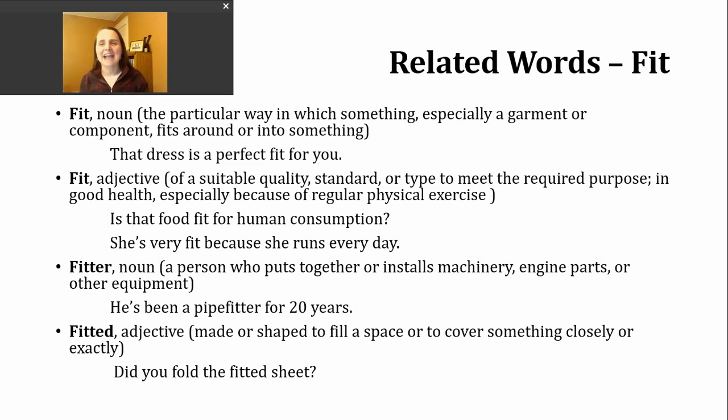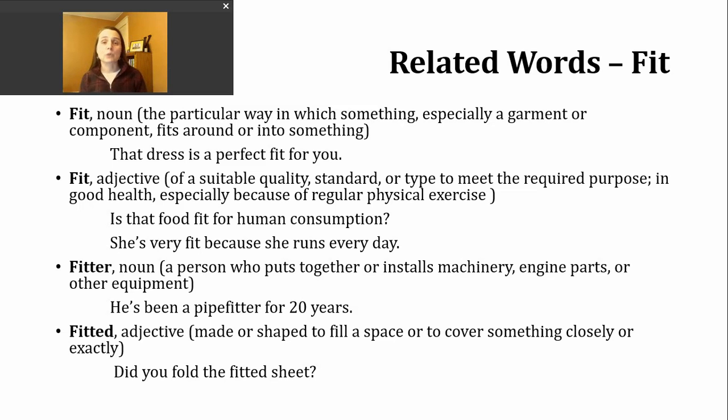Another meaning for the adjective fit is in good health, especially because of regular physical exercise. So you'll hear this used to describe many people, but in particular athletes, because they are regularly exercising. Let's look at an example of this meaning in a sentence. She's very fit because she runs every day.